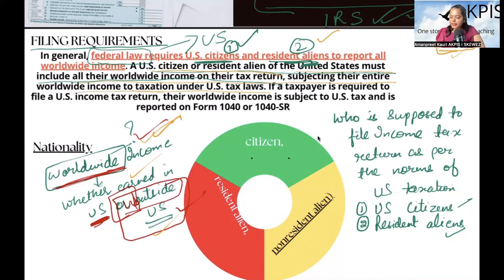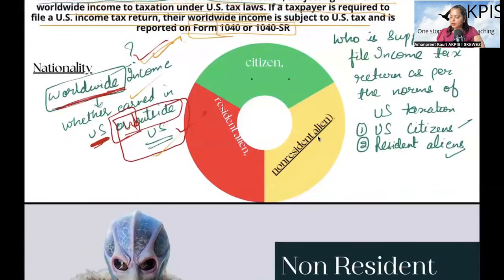If a taxpayer is required to file a US income tax return, their worldwide income is subject to taxation, that we have already discussed, and it is supposed to be reported on Form 1040 or Form 1040 SR. Now let's discuss these forms also. Basically, Form 1040 is an individual income tax return form for normal persons who are not yet senior citizens.